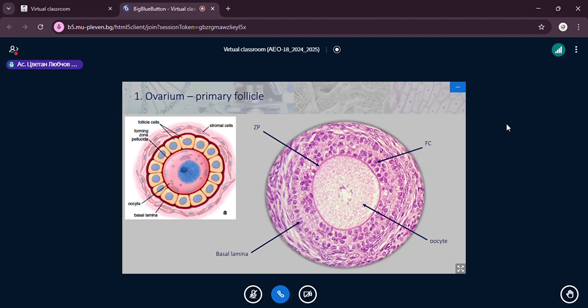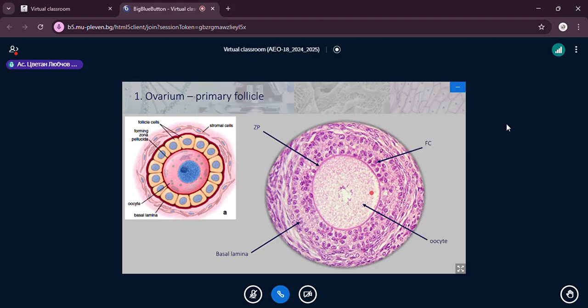So here is how it looks, guys. This is the primary follicle, the one which is how it looks after the initiation of the, after the female already has the sex hormones, let's put it that way. So this is the primary follicle. How it looks: here is the schematic representation. Here is the live image.